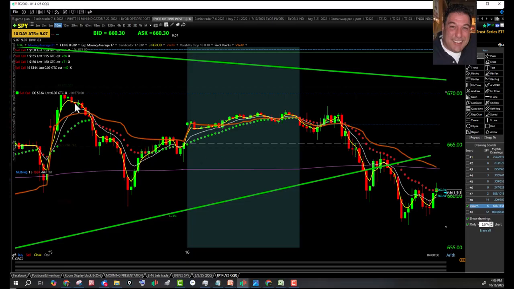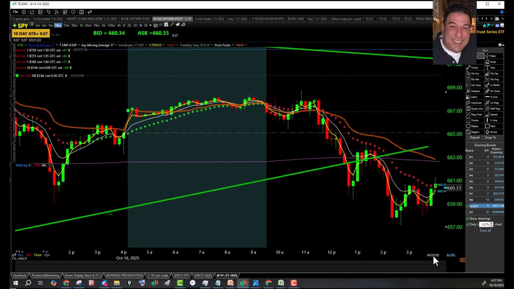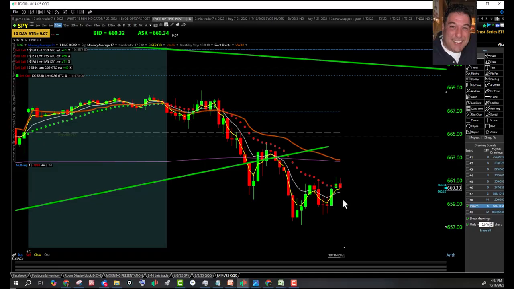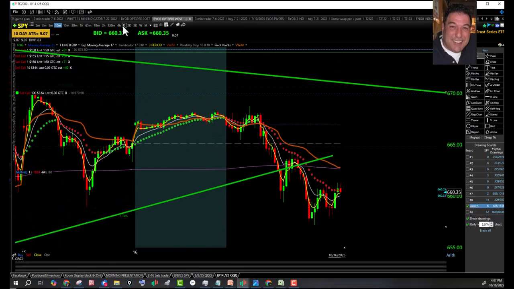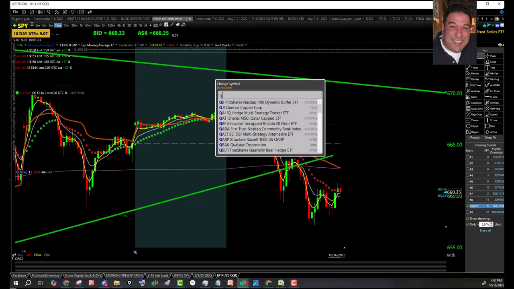It's like deja vu from yesterday, only we didn't get the nice green candles we got yesterday. So there's SPY on the 10-minute chart. Weak two-candle uptrend coming into the close. Still a 2-hour downtrend on SPY. Okay, so you saw the daily chart. Let's take a look at QQQ.